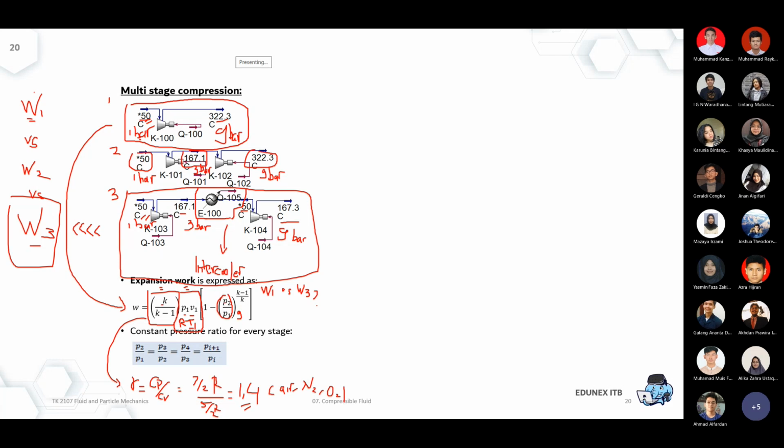For process 1, P2 per P1 now becomes 9. For process 2 and process 3, we don't use P2 directly. Instead we use P intermediate per P1, which is 3. So obviously the number inside the bracket at the first stage would be lower because we're working with a lower pressure.